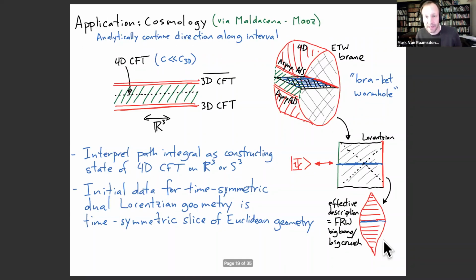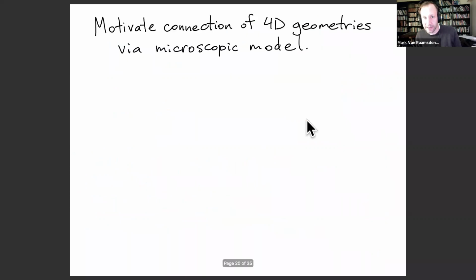Okay, so let me talk about a microscopic model. I want to tell you a construction within string theory, and then I'm going to motivate further the fact that this end of the world brane connects up, and tell you more about what this end of the world brane actually is in the context of string theory.